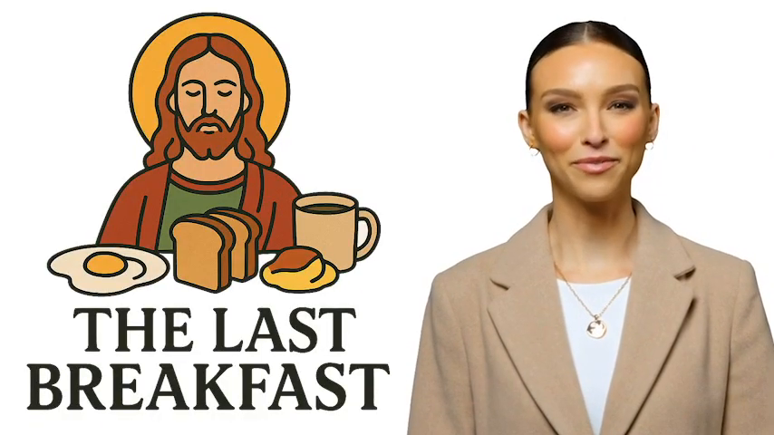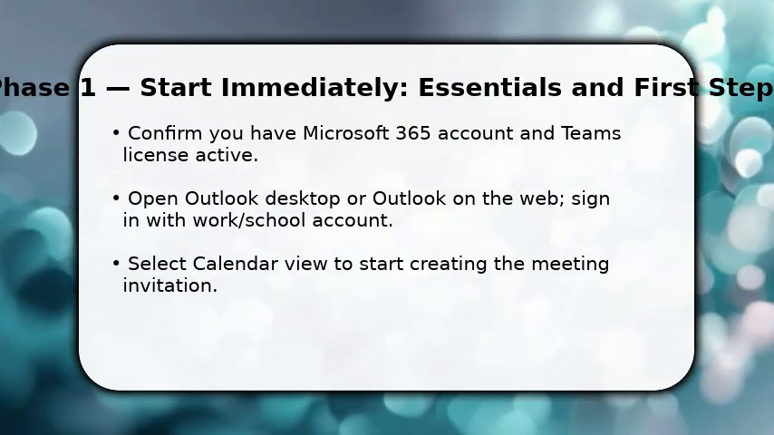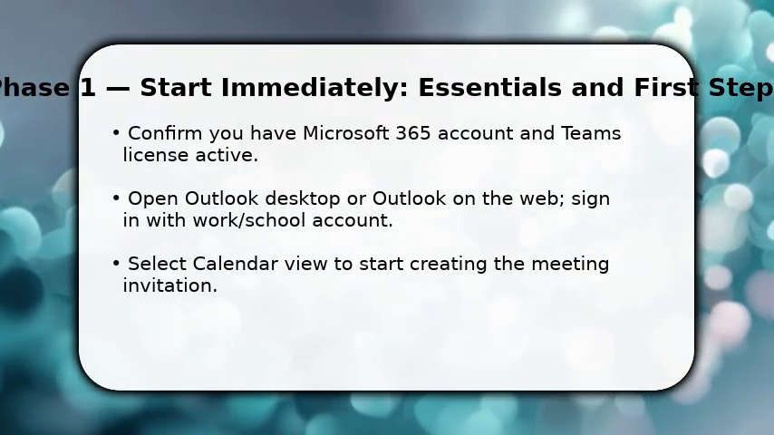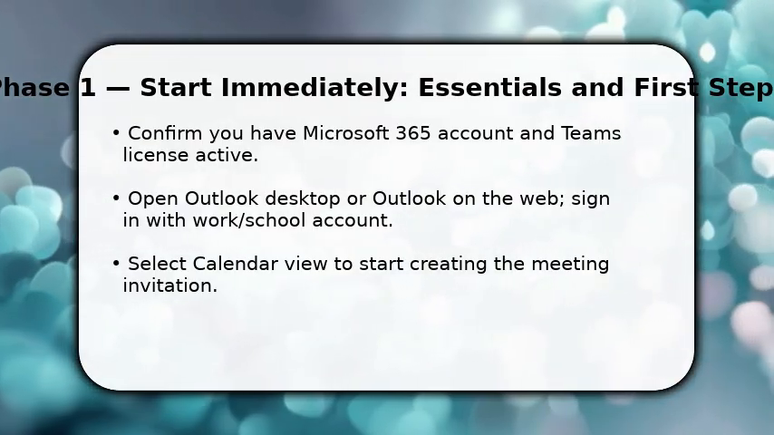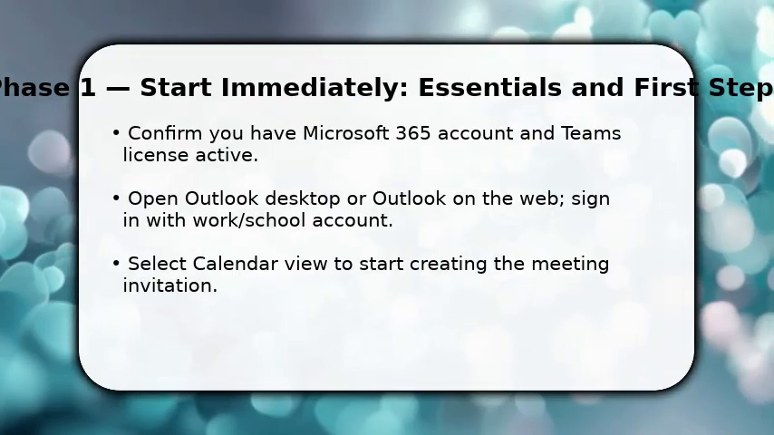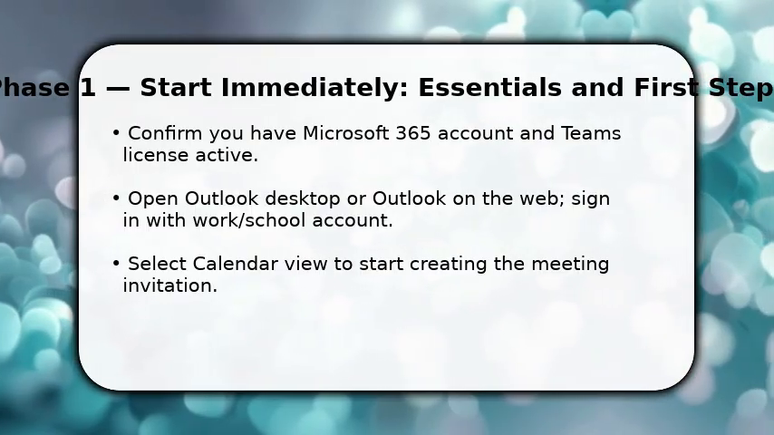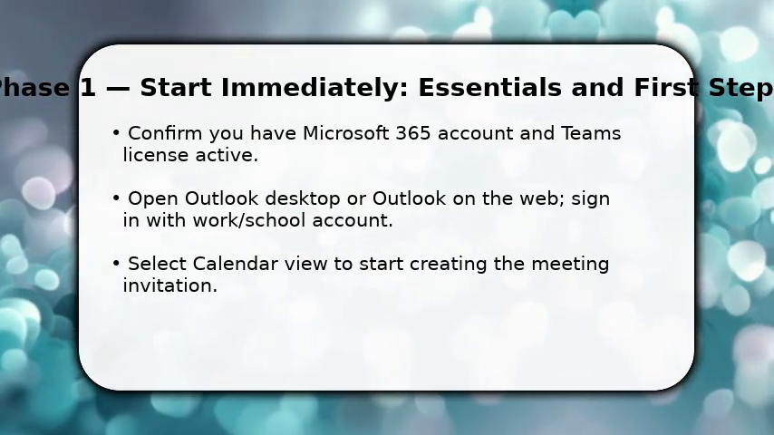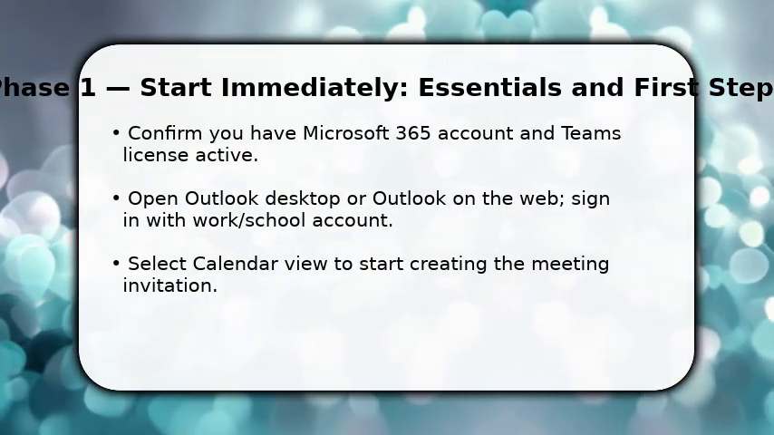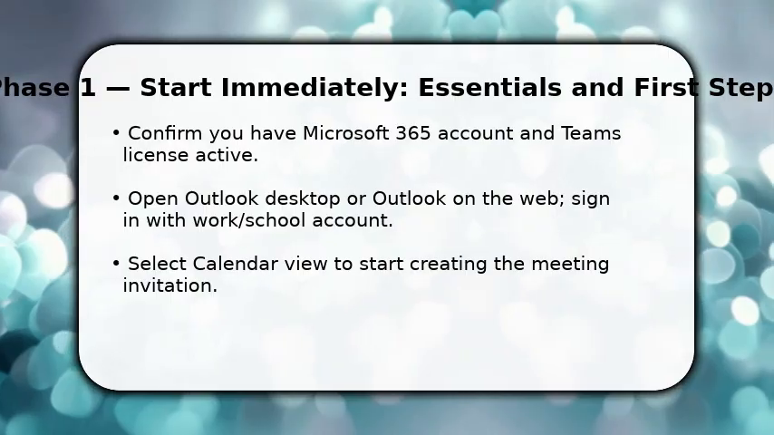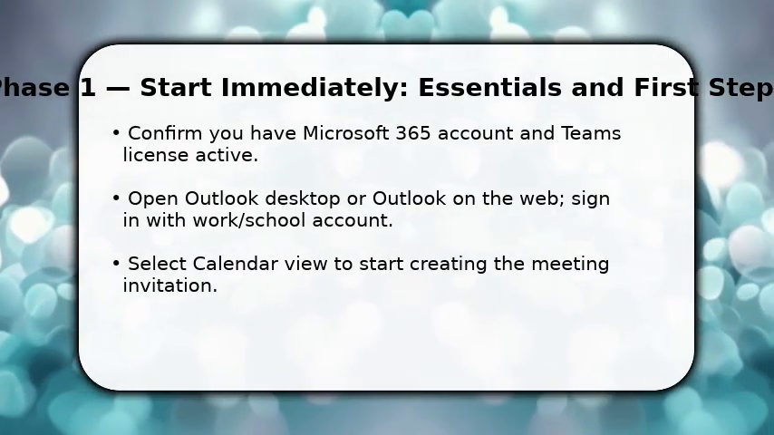Please enjoy the video. You start by confirming your Microsoft 365 account and that Teams is enabled. Make sure your profile is signed into the correct work or school account. Once done, open Outlook, desktop, or web, then switch to calendar view so you can create an event. You choose New Meeting as the first actionable step. Include a clear title and time. This approach prevents confusion later because calendar context ties the meeting to your availability and Teams integration automatically.